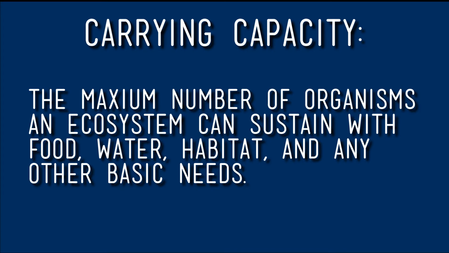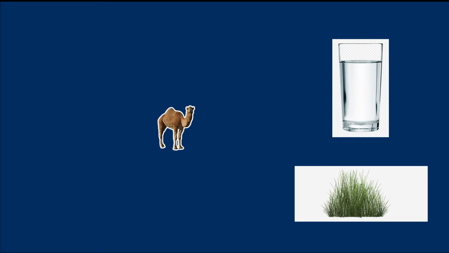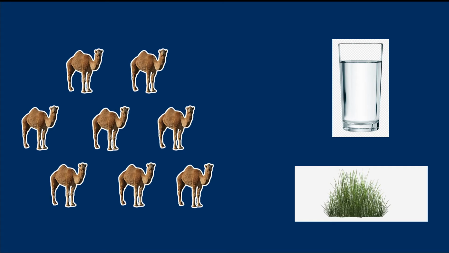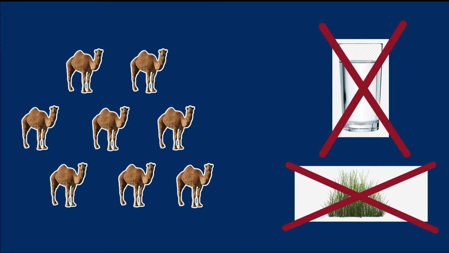Let's move on to carrying capacity and how it changes over time. The carrying capacity of an environment is the maximum number of organisms an environment can sustain with food, water, habitat, and any other basic needs. Over time, organisms will reproduce and grow their population. Eventually, the population gets so large that there isn't enough food and water for all the organisms. This is what you call the overshoot.